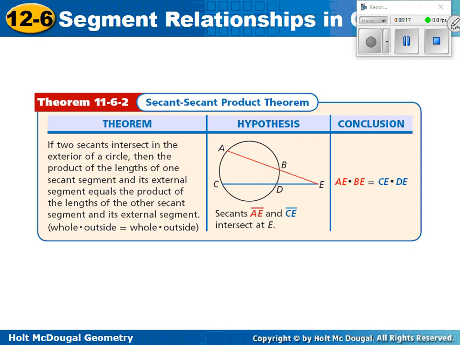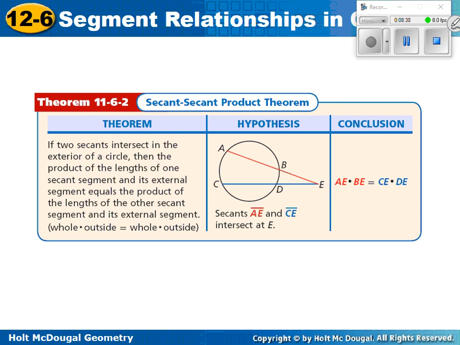And one more time, what's the outer part? B. So it's the whole thing times the outer part equals, go to the next secant segment. What's the whole thing going to be called? C plus D. Good. And the outer part is just D.